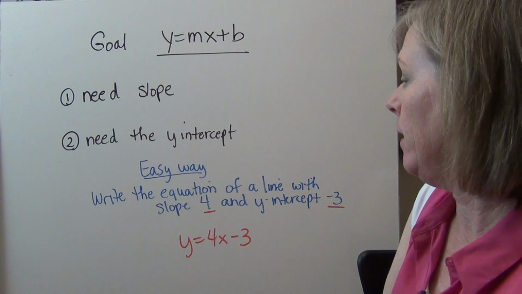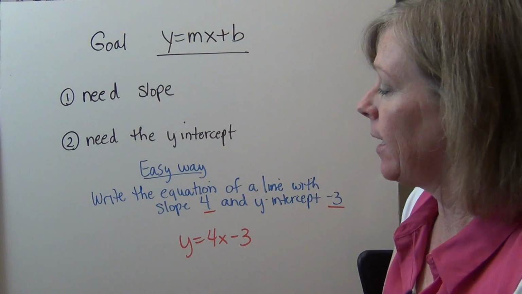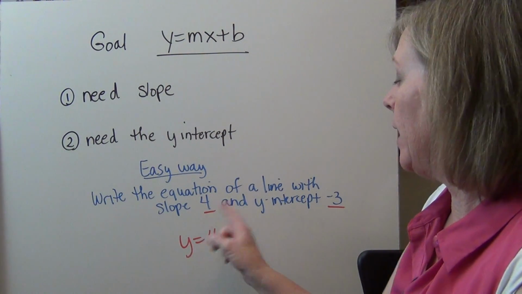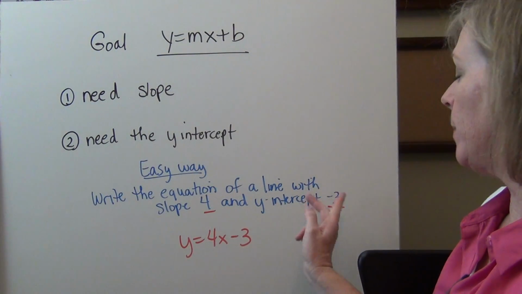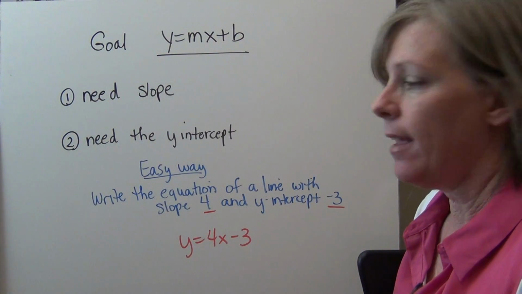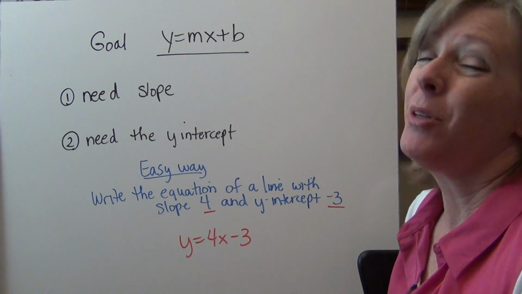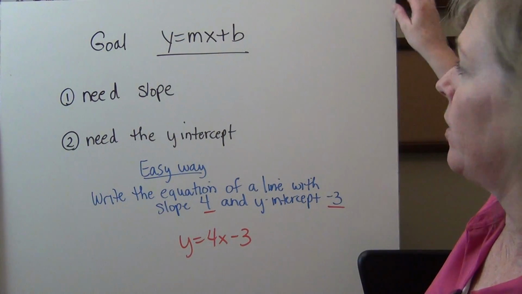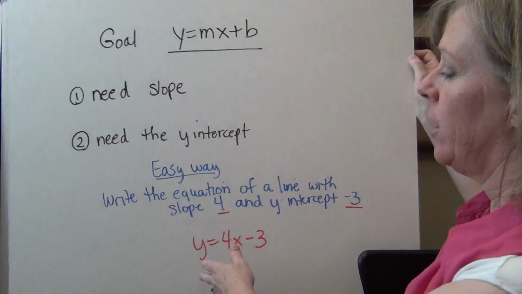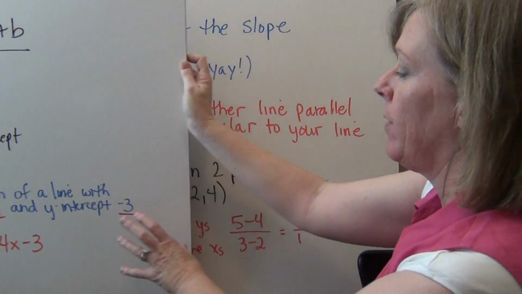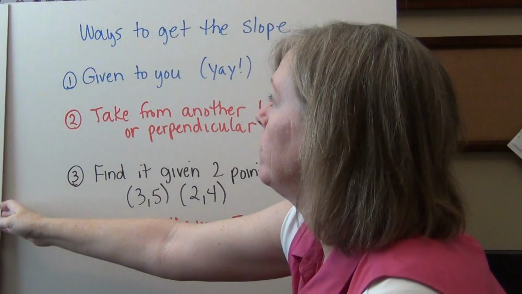Now, the easy way is when you're given a question that says something like this: write the equation of a line with a slope of 4 and a y-intercept of negative 3. Yay! y = 4x - 3. You're done. Okay? But you don't get those very often. That's very much an 8th grade sort of question, unfortunately. So let's talk about the kind of things that you're going to have to be able to do.